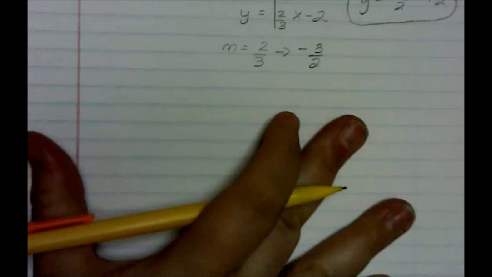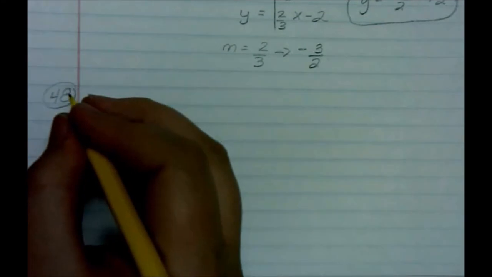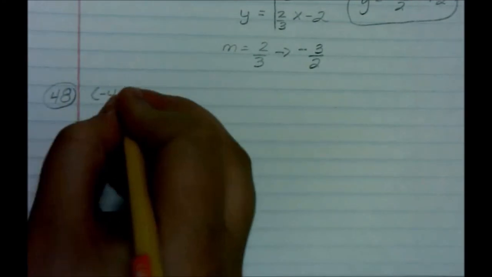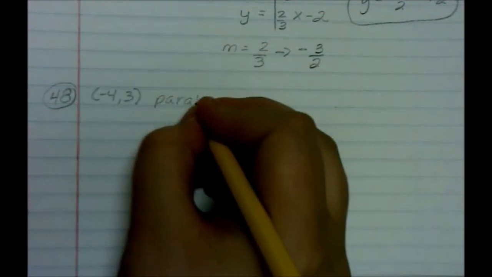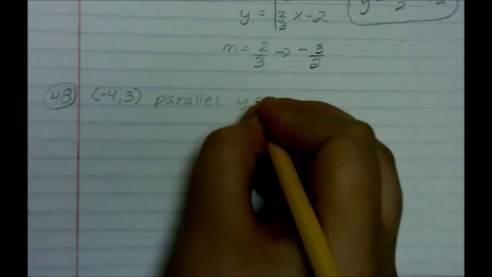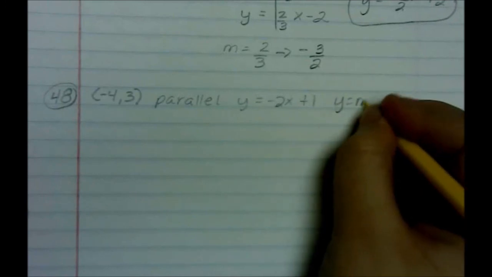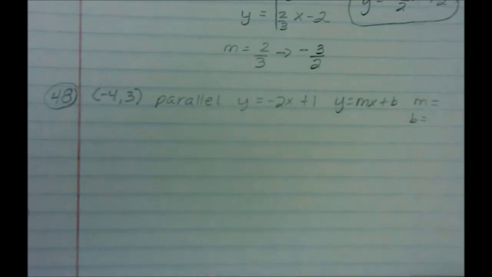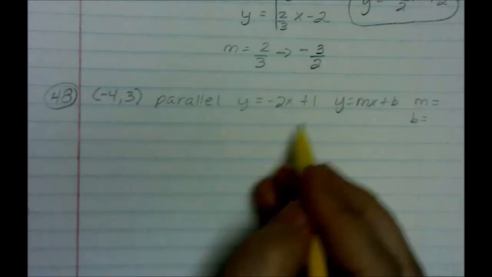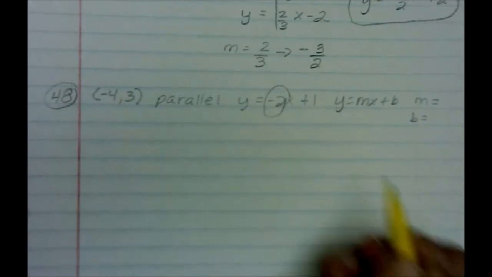Now we're going to look at number 48. 48 says that our line passes through (negative 4, 3) and is parallel to the equation y equals negative 2x plus 1. I'm going to write my equation of the line, which is y equals mx plus b. I'm going to write my m equals and my b equals. So they tell me that my line is parallel to this line. Parallel lines have the same slopes, so that means that my slope is also going to be a negative 2.